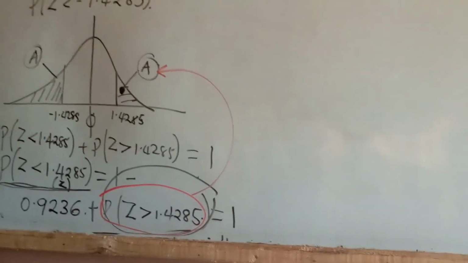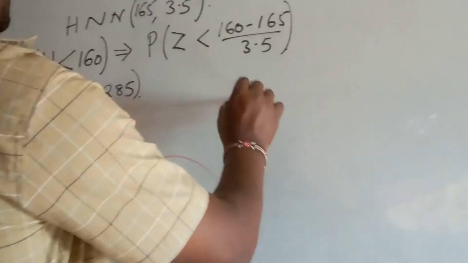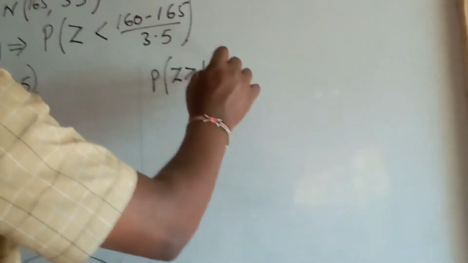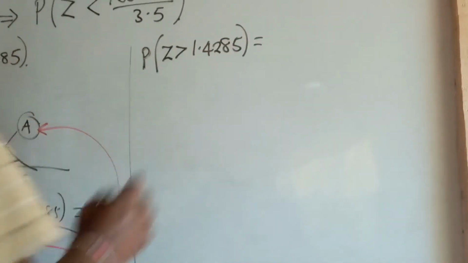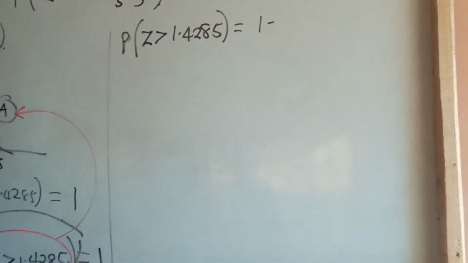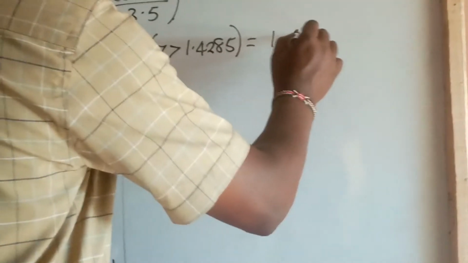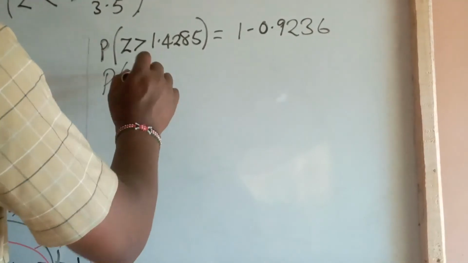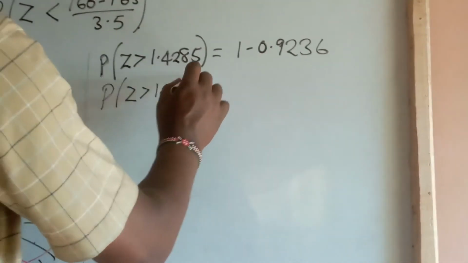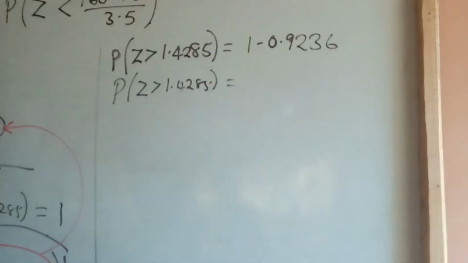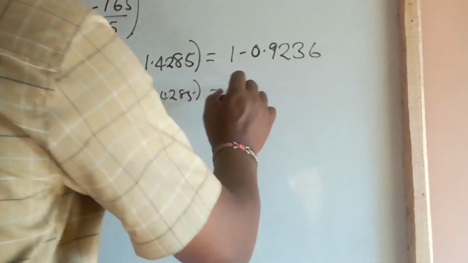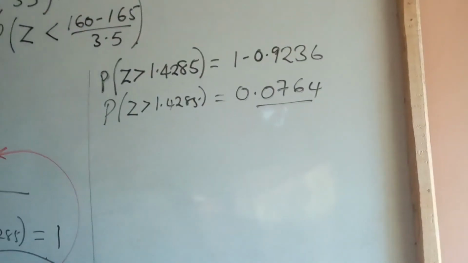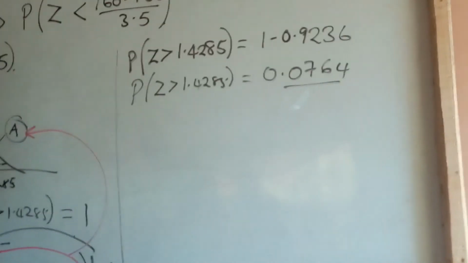So if you want to make it the subject of the formula, the probability of Z greater than 1.4285 is equal to 1 minus 0.9236, and the probability of that region is what we find there, 0.0764. So what exactly are we saying?